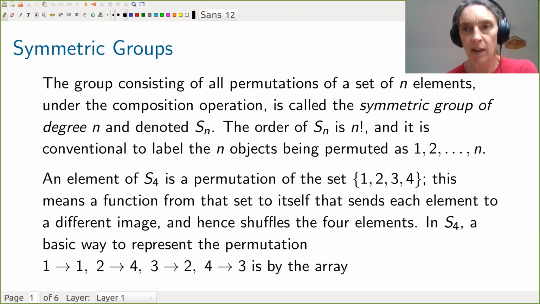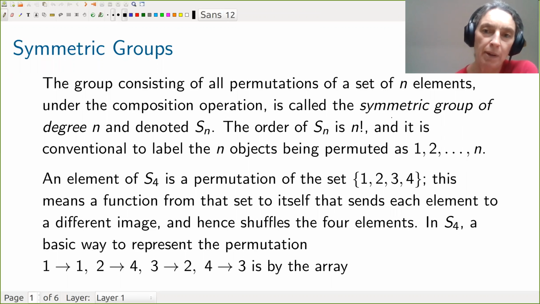So let's just recall that the symmetric group Sn is the group of all permutations of n objects. It's typical, though not necessarily required, to label the n objects by the first n positive integers 1 through n. So the symmetric group Sn is the set of all permutations of n distinct objects under the operation of composition of functions.